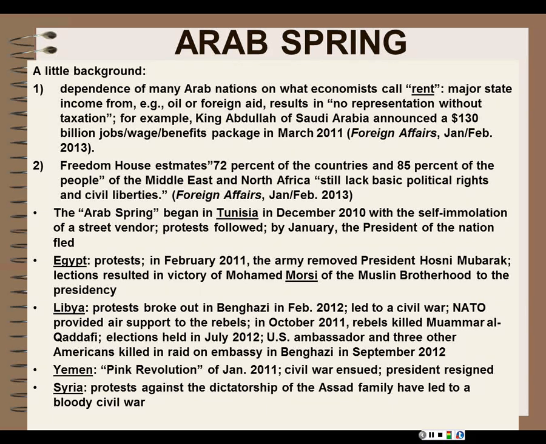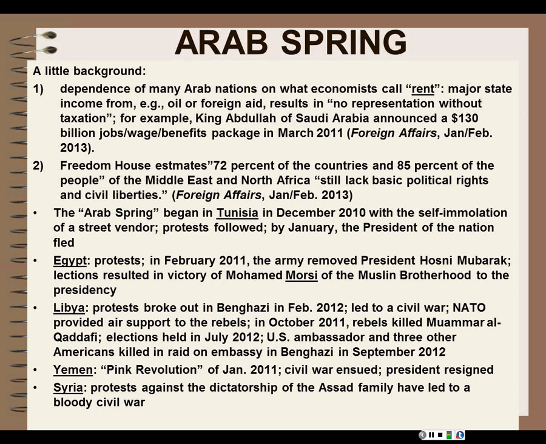A little background. Many of the Arab nations operate economically, at least what economists call in the form of rent. Now, rent means that, instead of taxing their people very much, they really derive state income from, say, the sale of some major resource, in the case of the Middle East, oil. Or they might depend heavily, as Egypt did, on foreign aid. And the result was that they have had a tendency, as in the case of Saudi Arabia and other places, not to have to really tax their people.